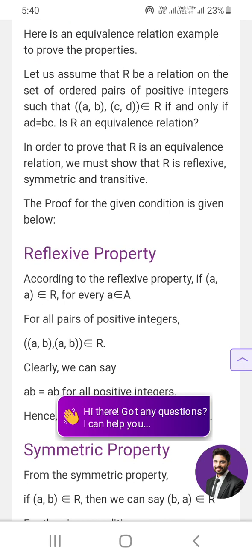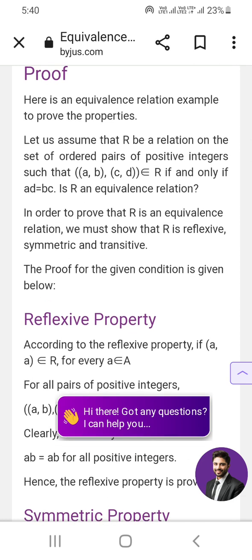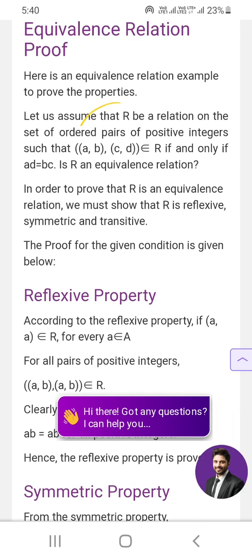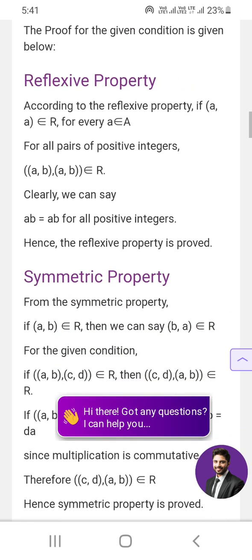Let us assume that capital R is the relation on the set of ordered pairs of positive integers such that (a, b), (c, d) belong to capital R if and only if ad equals bc. Is R an equivalence relation? In order to prove that R is an equivalence relation, we must show that capital R is reflexive, symmetric, and transitive. The proof is given by conditions, starting with the reflexive property.